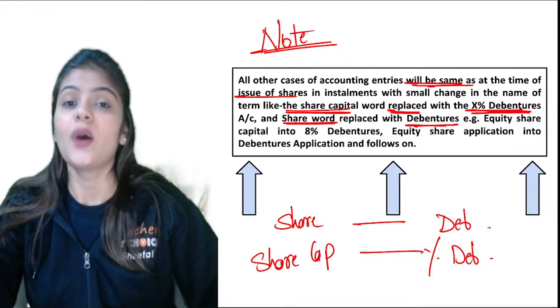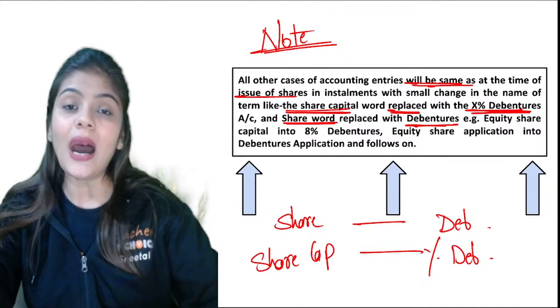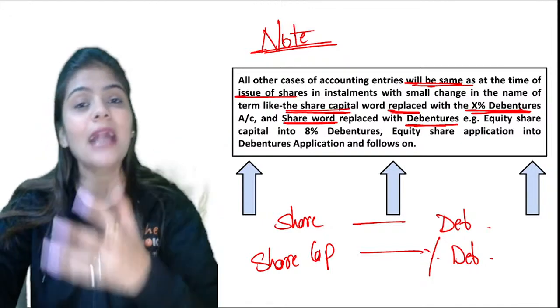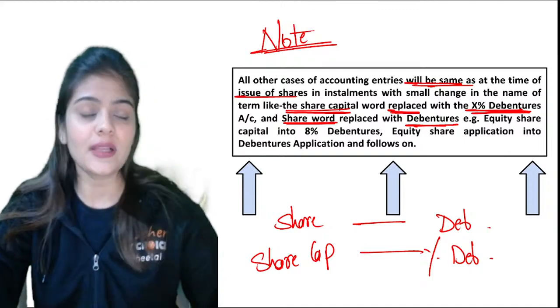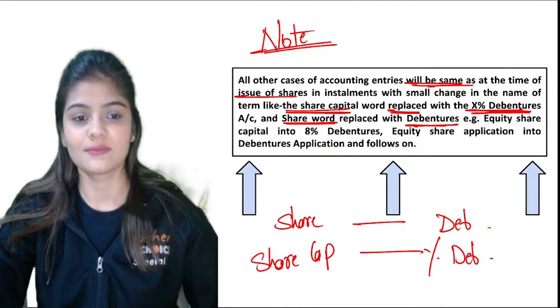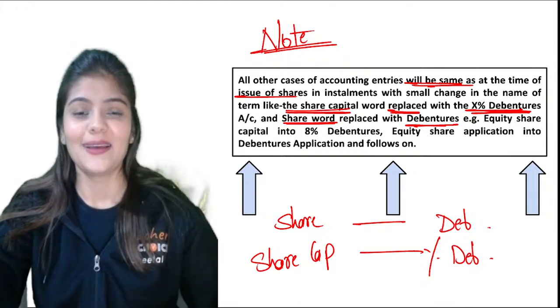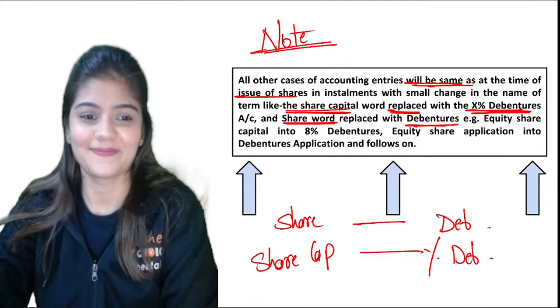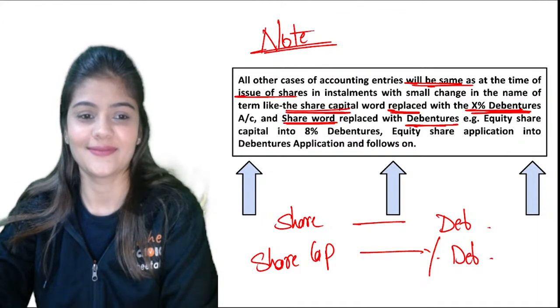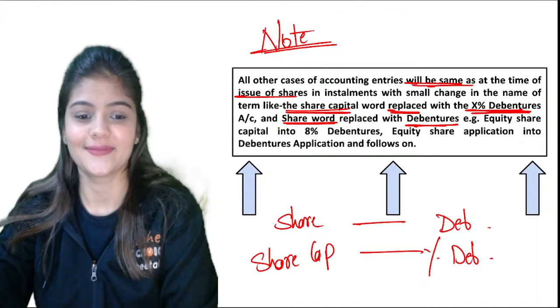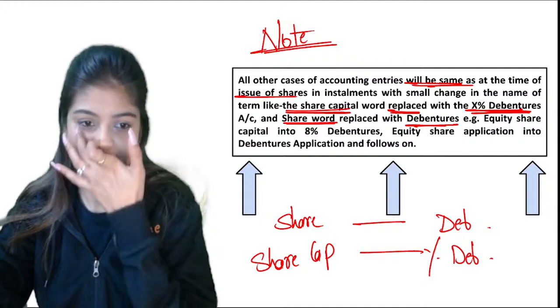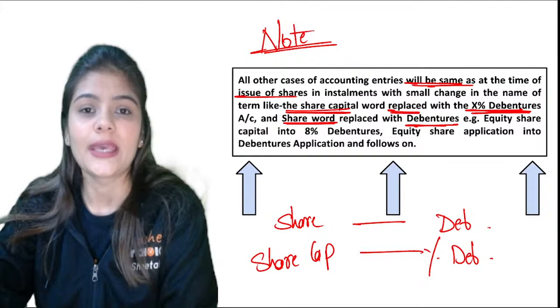Now we will discuss what will be the entries in case of issue at par, in case of issue at discount, and issue at premium. So are you ready to learn those journal entries? Yes or no? Yes, Dolphy, you are ready. Okay. बाकी सारे बच्चों को जानना है या नहीं जानना? Yes, ready? Okay, so let's start it now.